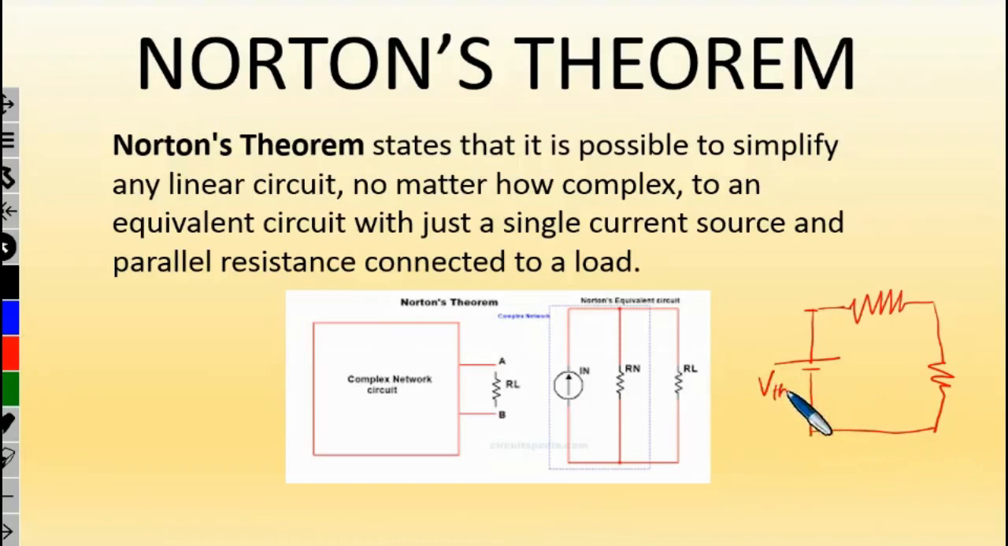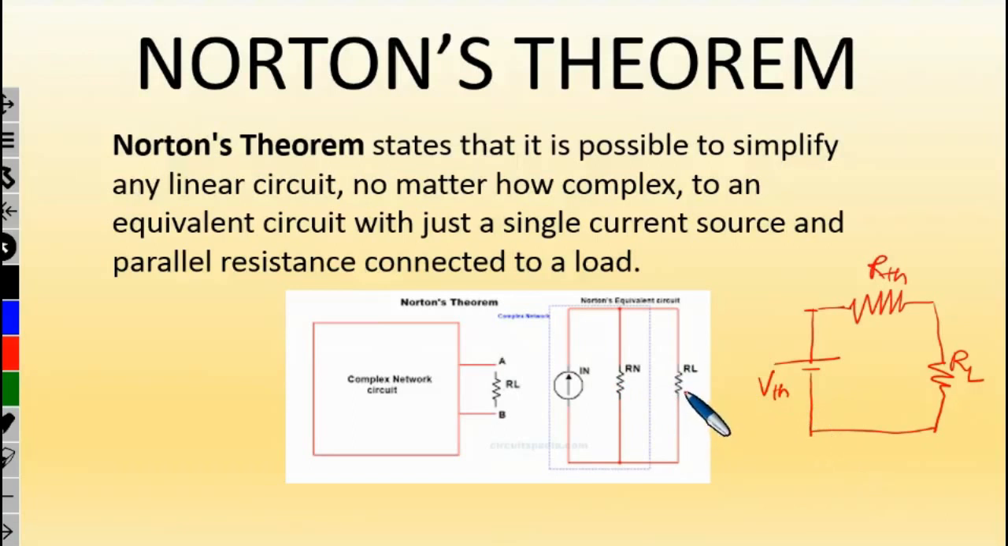which is connected to the load. So this is your V Thevenin, this is your R Thevenin, and this was your load. Now here you can see that it is the counterpart of this circuit, that is a current source instead of a voltage source, and the parallel resistance instead of a series resistance, which is connected to a RL, that is load resistor.